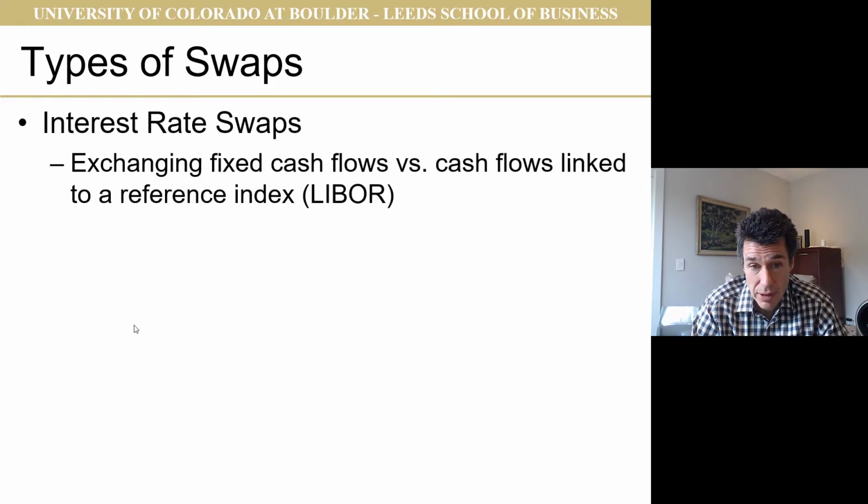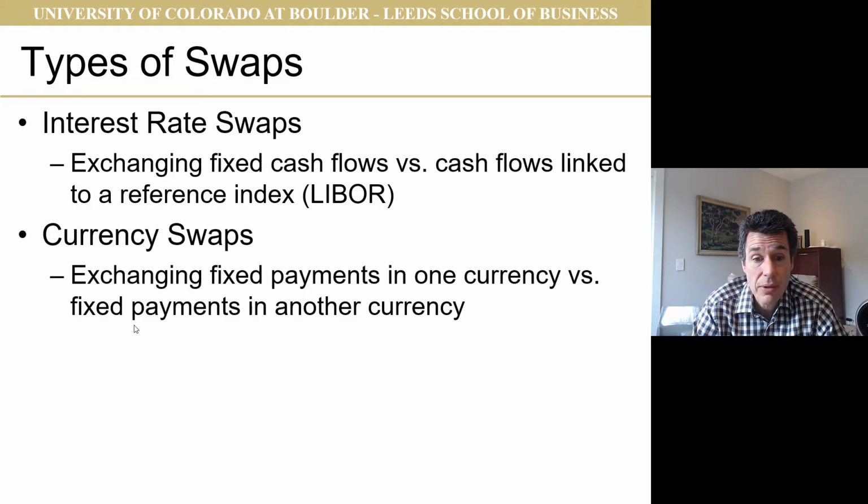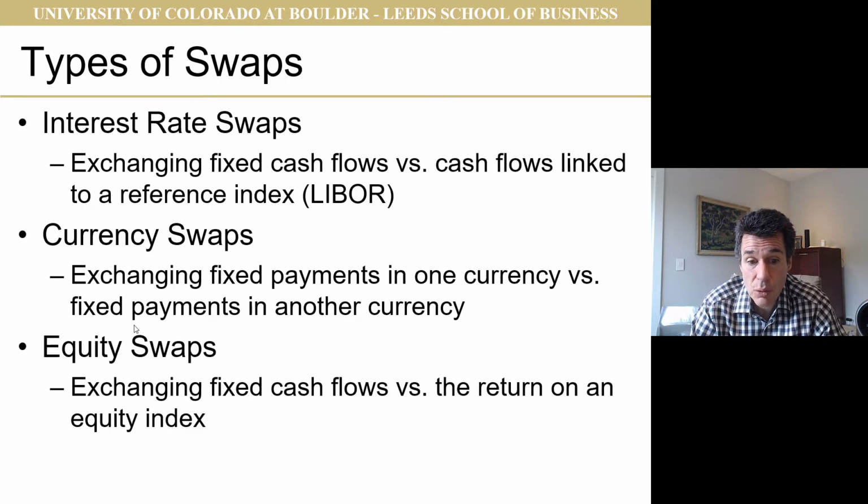Now, there are interest rate swaps. That's what we're going to talk about. These are often exchanging fixed cash flows, so we have some fixed rate, say 5%, versus cash flows linked to a reference index. We'll talk about ones linked to LIBOR in this class. We have currency swaps, exchanging fixed payments in one currency versus fixed payments in another currency. We have equity swaps, exchanging fixed cash flows versus the return on an equity index.